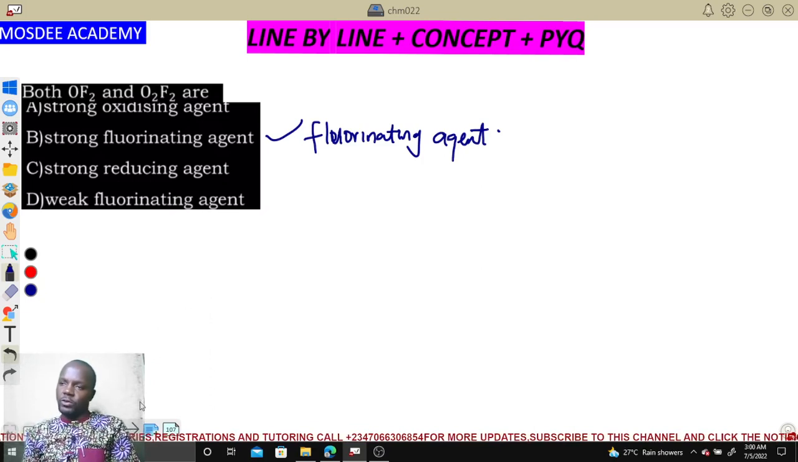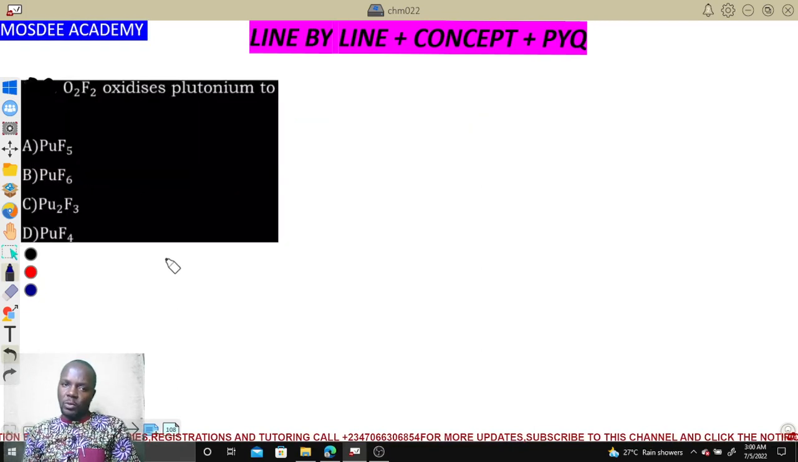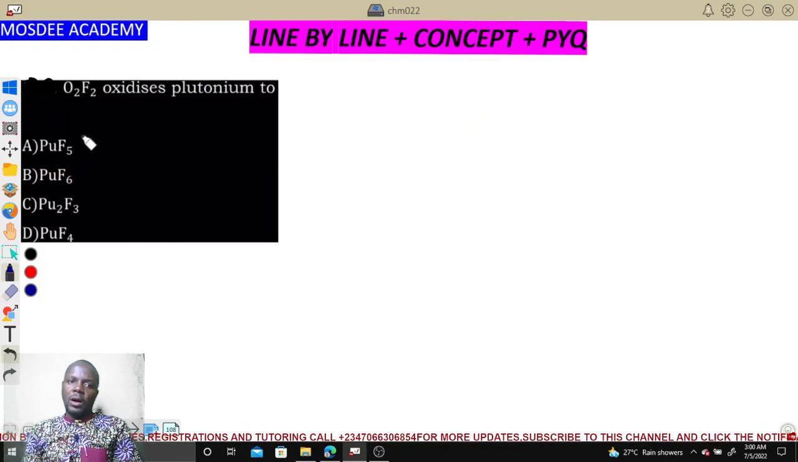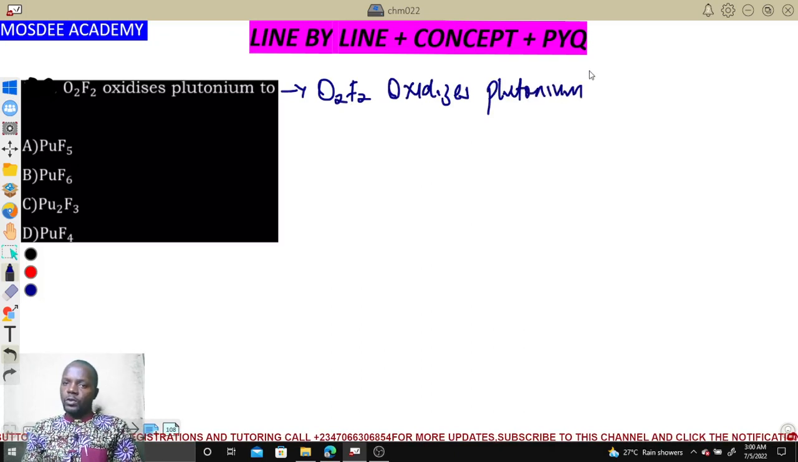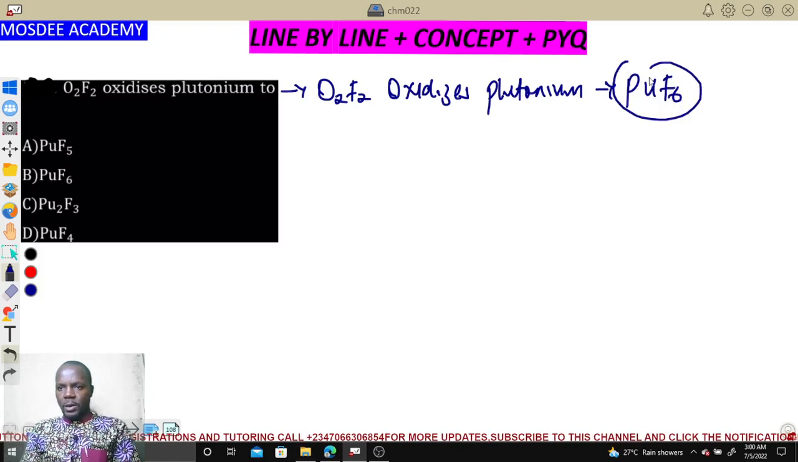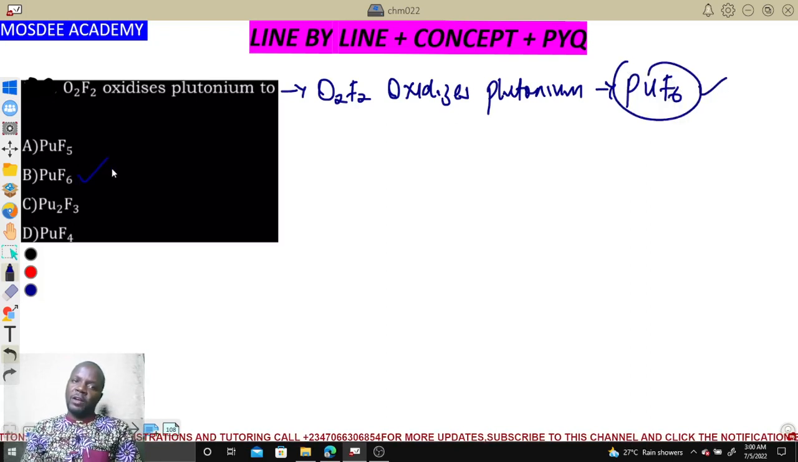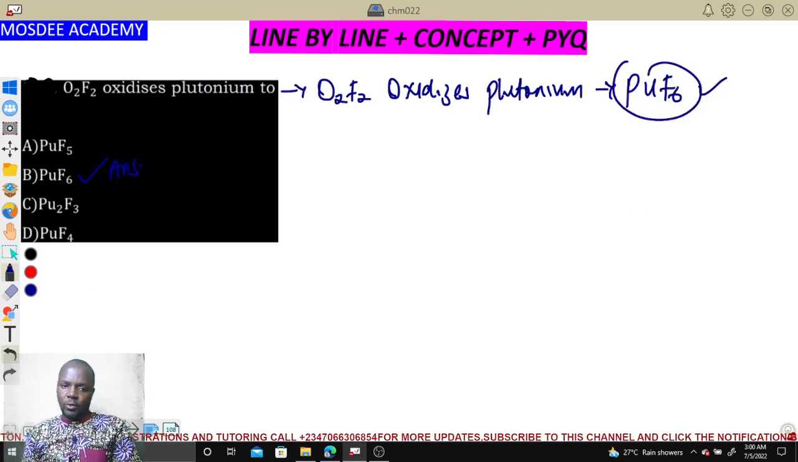The next question: we have O2F2 oxidizing plutonium. I told you this particular O2F2 oxidizes plutonium to form PuF6. So keep that in mind. It's a direct fact I've explained before, so I don't think I have to waste my time on that.